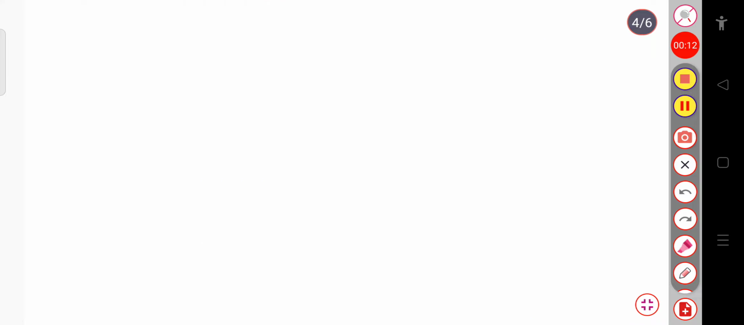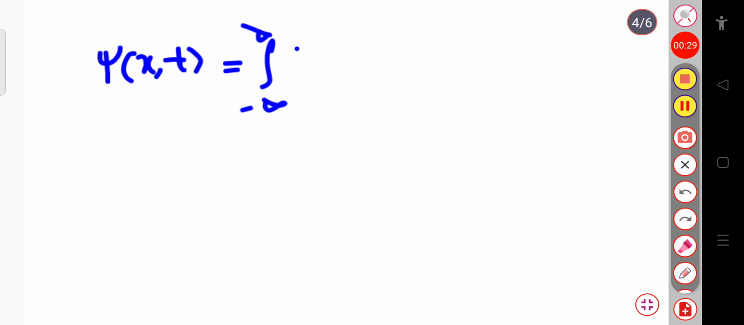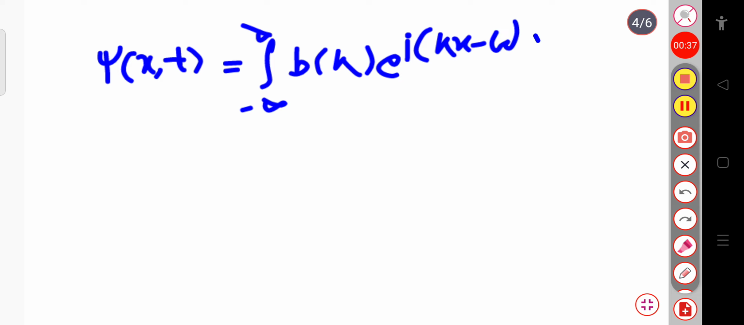In the last classes we have already seen that the wave function, suppose I am writing psi of x,t, can be written in this form: integration over minus infinity to plus infinity of b of k into exponential i(kx minus omega t) dk. This is basically the wave function.